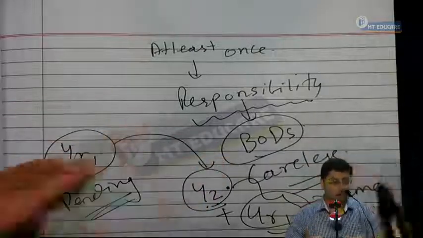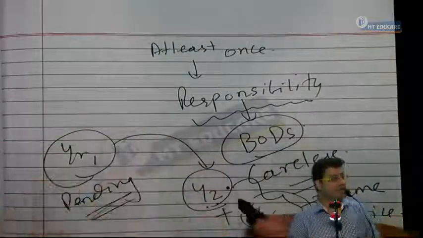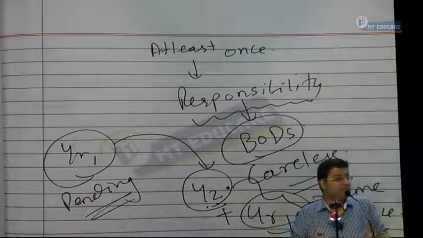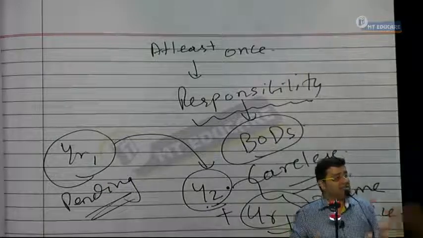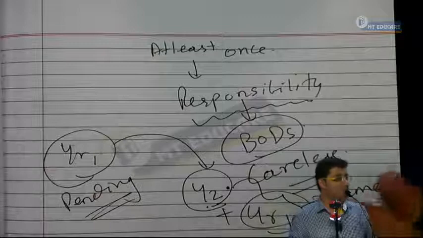Before I go into the details of the provisions which you have copied, the charts which you have made, first I want to tell you what the types of AGM are. I will not say that AGM is conducted once only in the year. It is at least once in a year. So in a year, you can have 1, 2, 3, 4 AGMs also.